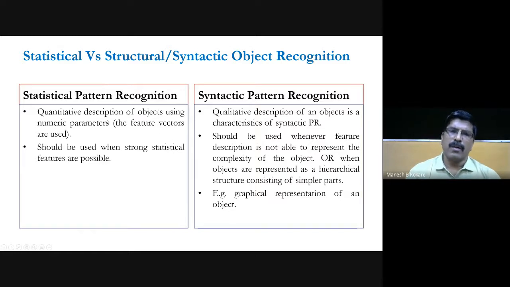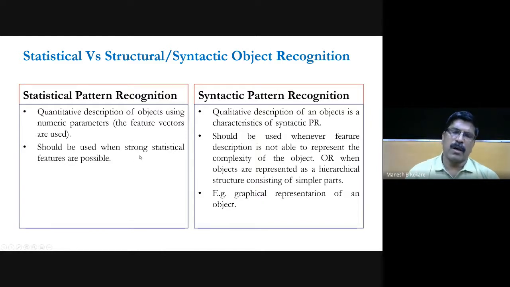And from these features, in statistical pattern recognition or object recognition, a feature vector is formed, and the dimension of the feature vector depends upon the number of features we have extracted. It means if we extract 10 features, then the feature vector dimension will be 1 by 10. Whereas here also the language depends upon the number of primitives which are used for representing the structure of that object. So here we are basically representing the structure of the object, and there we are representing the numerical features of it.